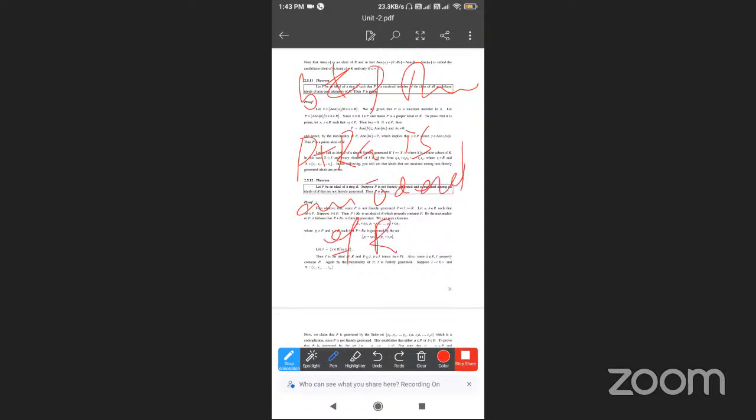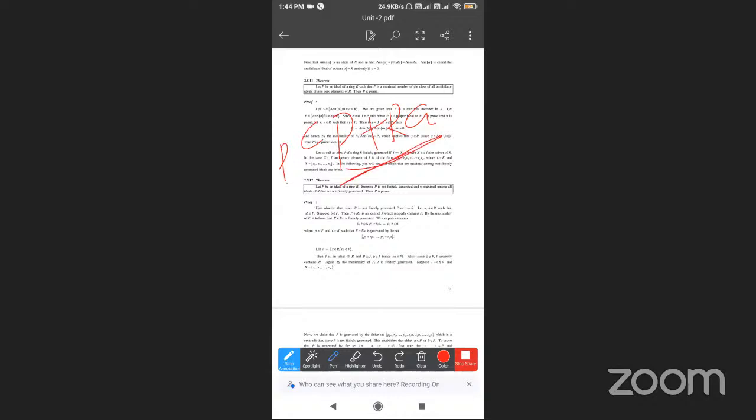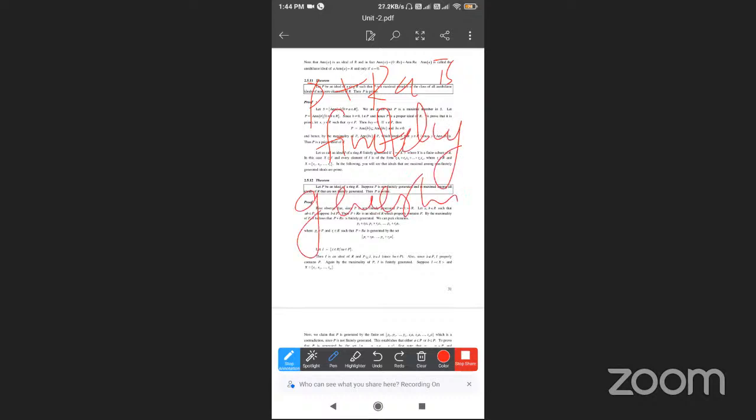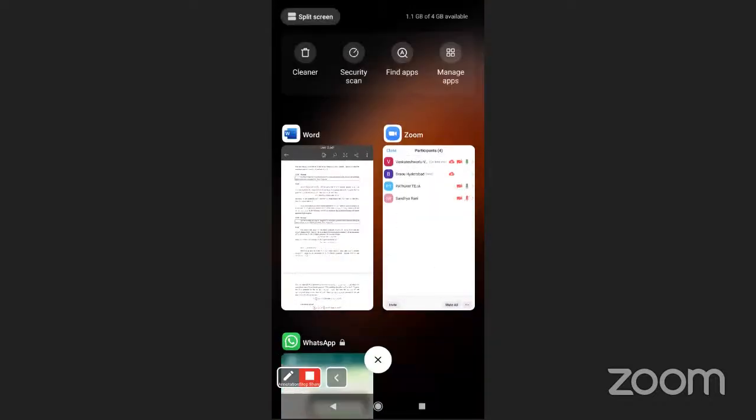P plus RA is an ideal of R properly containing P. But by the maximality of P, this falls. P is not finitely generated, but P plus RA is finitely generated. So P plus RA is finitely generated. It's clear now.